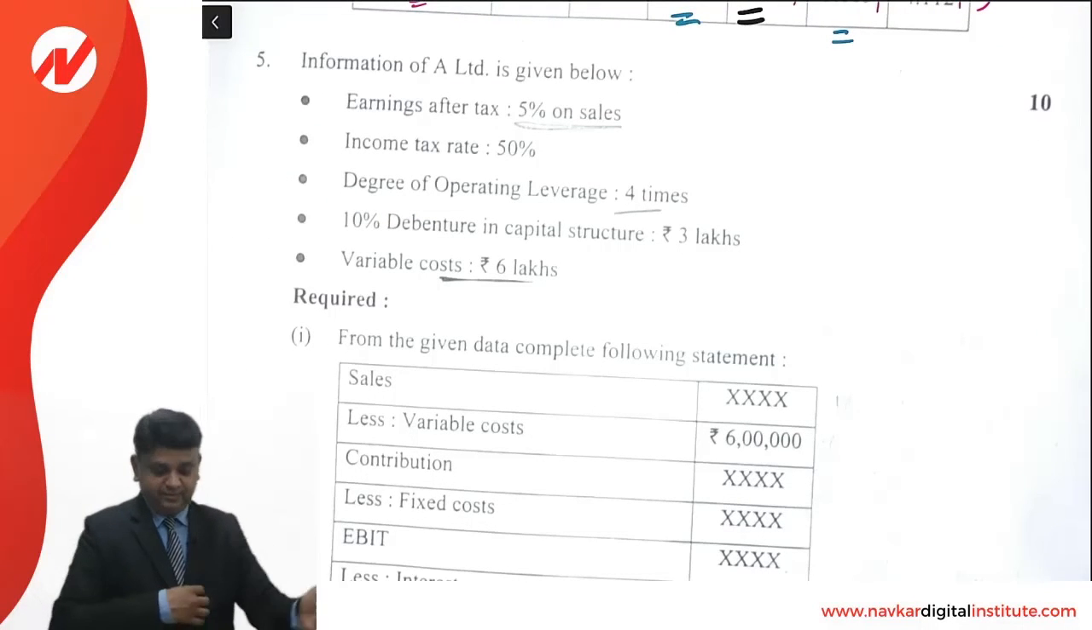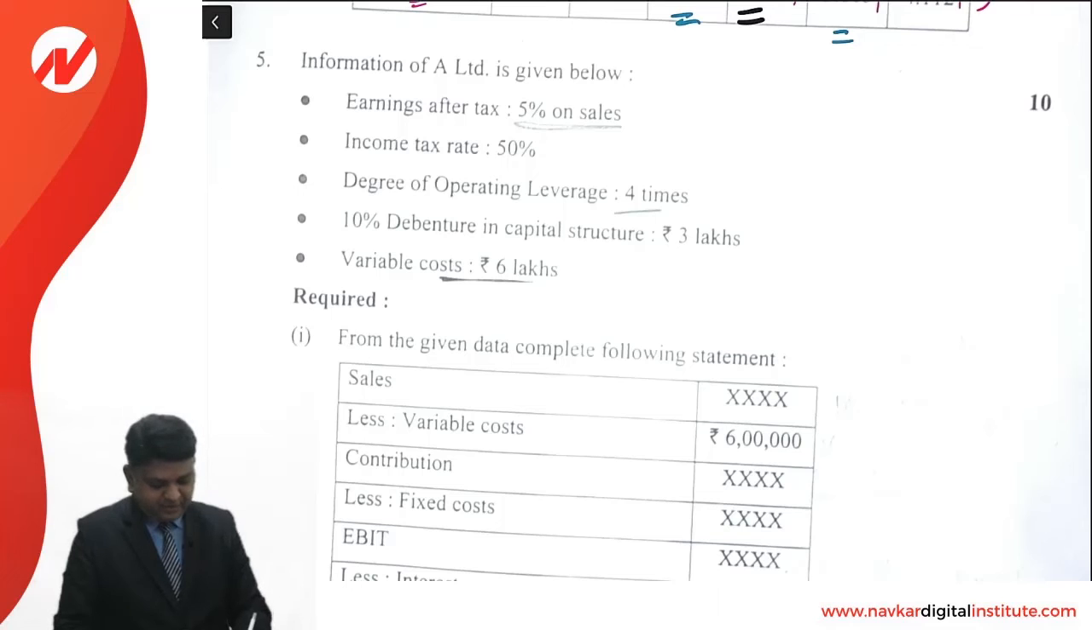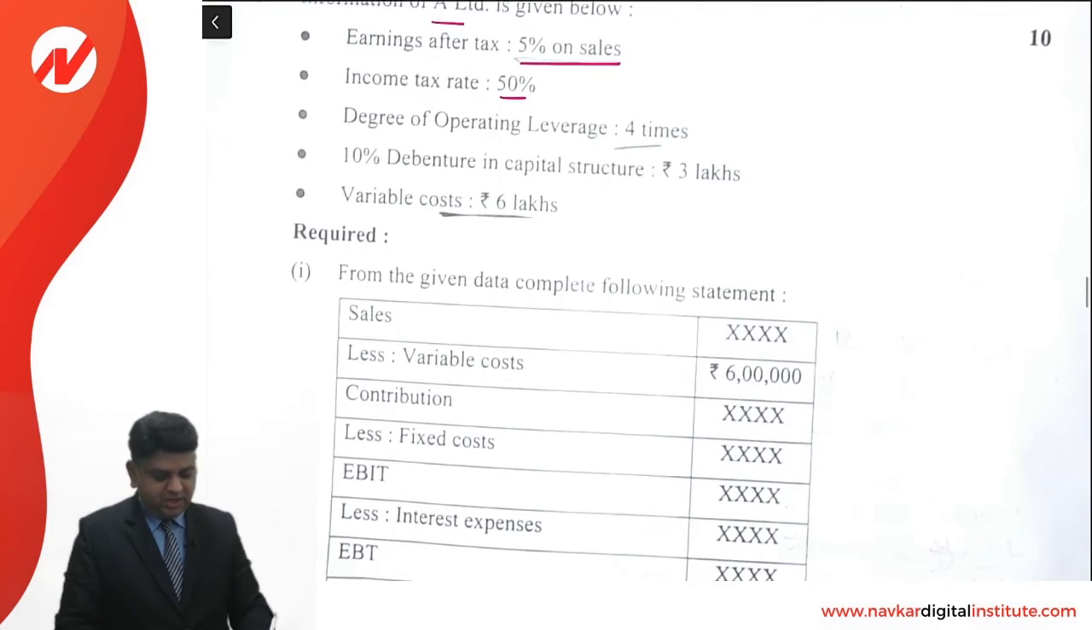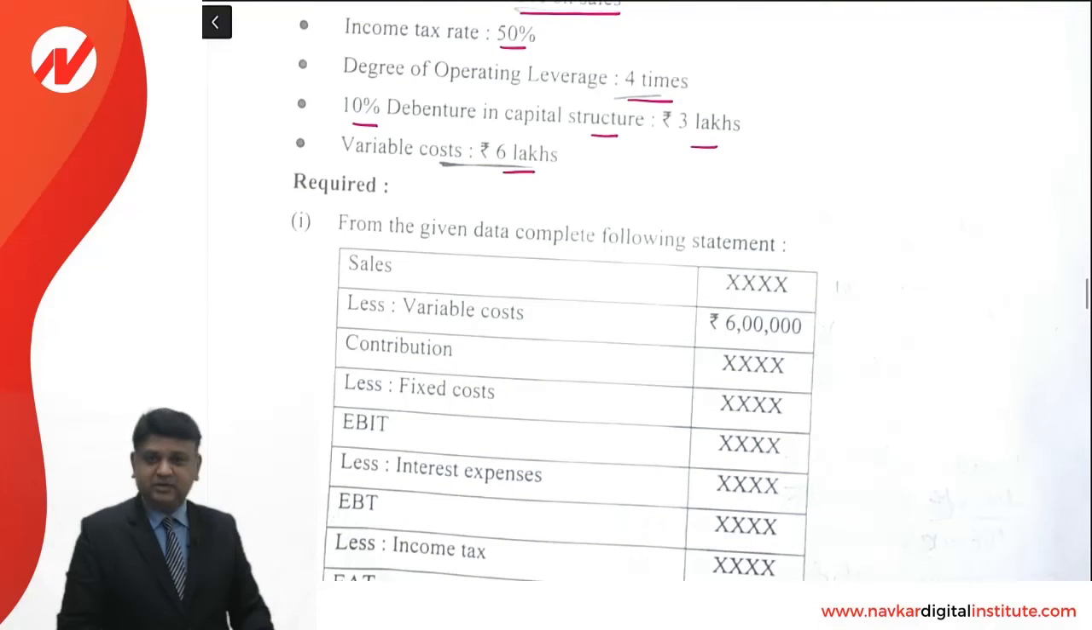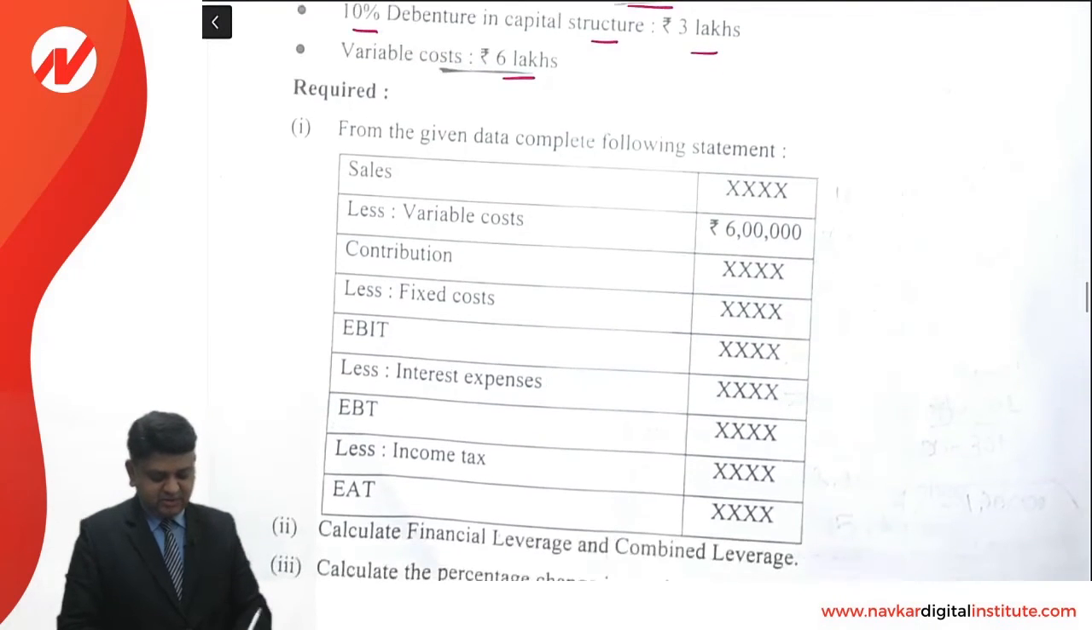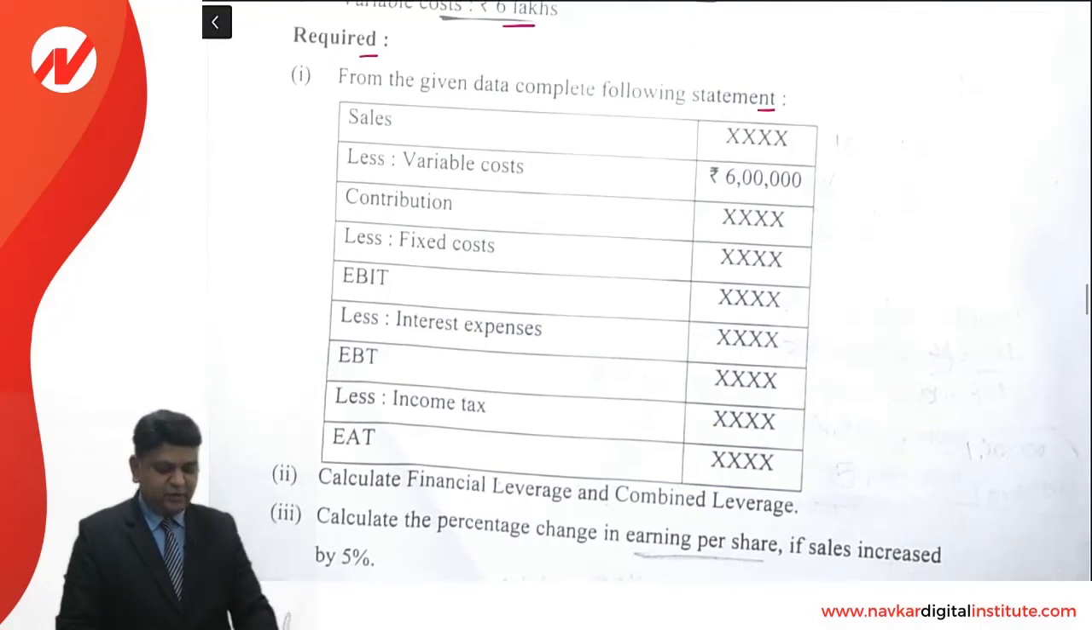Question number 5. Information of A Limited is given below. Earning after taxes is 5% on the sales. Income tax rate is only 50%. DOL, degree of operating leverage, is 4. 10% debenture in the capital structure is rupees 3 lakhs. Variable cost is an amount of 6 lakhs. You are required, from the given data, to complete the following statement.